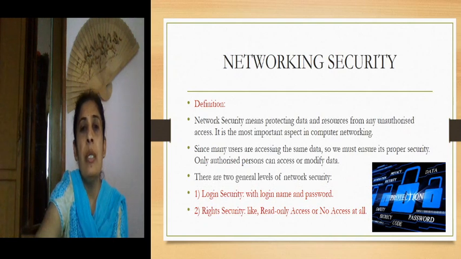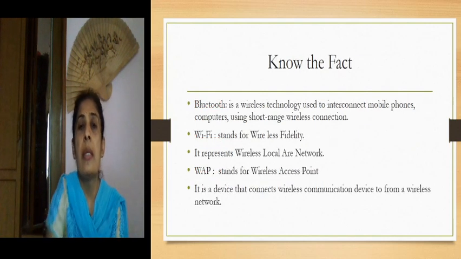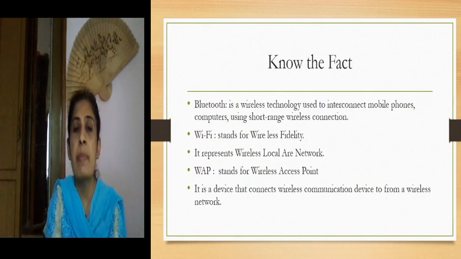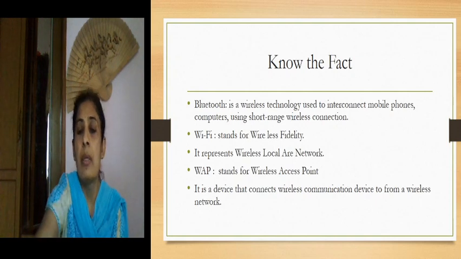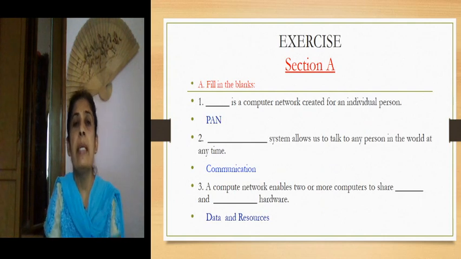Then networking security, to protect your data and information from unauthorized access. You have to put protection or security. There are two levels of security that I already explained: login security and write security. Then in Let's Know More, I explained what a protocol is, intranet, extranet, then Know the Fact, and some terms like Bluetooth, Wi-Fi, WAP. I already gave you the recap in the last session. Now today I am explaining the exercise.